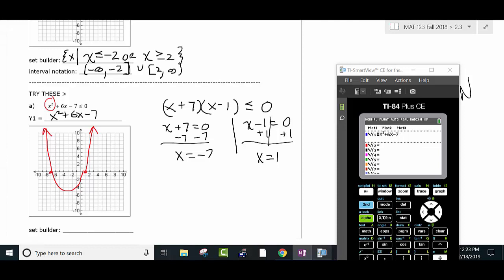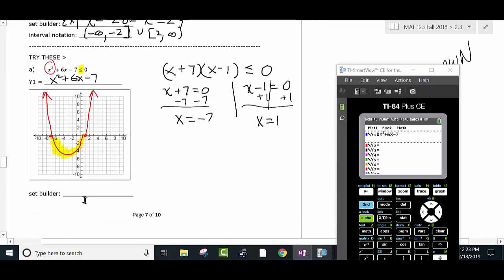Okay? Okay, now tell me, what are you looking for on this problem? Where it's above or where it's below? Where it's below. How come? Less than. That's a less than. So what that means is in this problem, your answer is going to be between those two numbers.